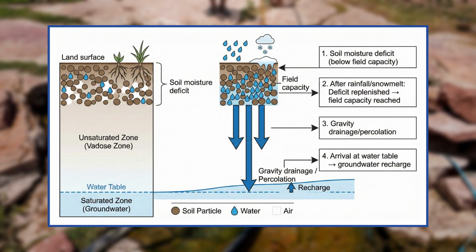Water that percolates down through the soil and reaches the saturated zone, where pore spaces are completely filled with water, is classified as recharge. This represents the inflow to the aquifer system. Once in the saturated zone, groundwater flows through a porous medium driven by hydraulic gradients, or differences in fluid energy.